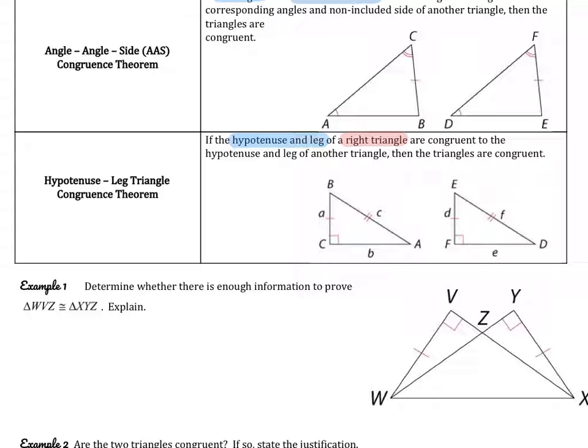Let's make sure we understand what the hypotenuse is. The hypotenuse is always the side that's across from the 90 degrees. So here you can see that this hypotenuse is congruent to this hypotenuse, so we see that with the double dash. And then a leg is just one of the sides that's touching the 90 degrees. So here and here, and you could see that these are congruent. So this is enough to show that these two triangles are congruent with the HL triangle congruence theorem.